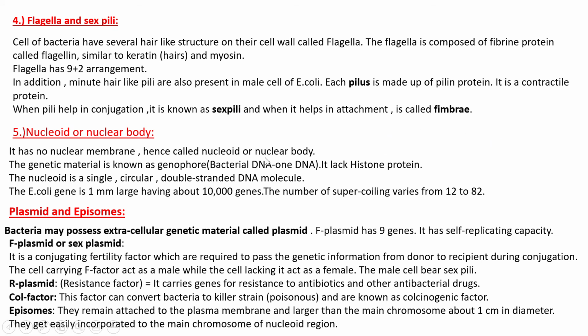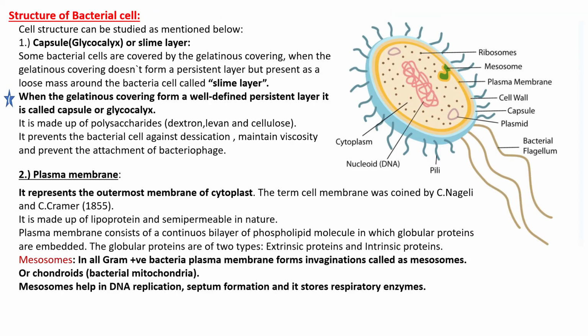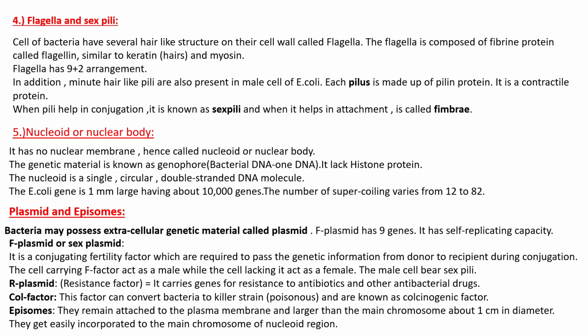The next we will move on to the nucleoid or nuclear body. Here we see in the diagram, this is the nucleoid. It has no nuclear membrane, hence it is called nucleoid or nuclear body. The genetic material is known as genophore or bacterial DNA. It lacks histone protein. The nucleoid is a single, circular, double-stranded DNA molecule.